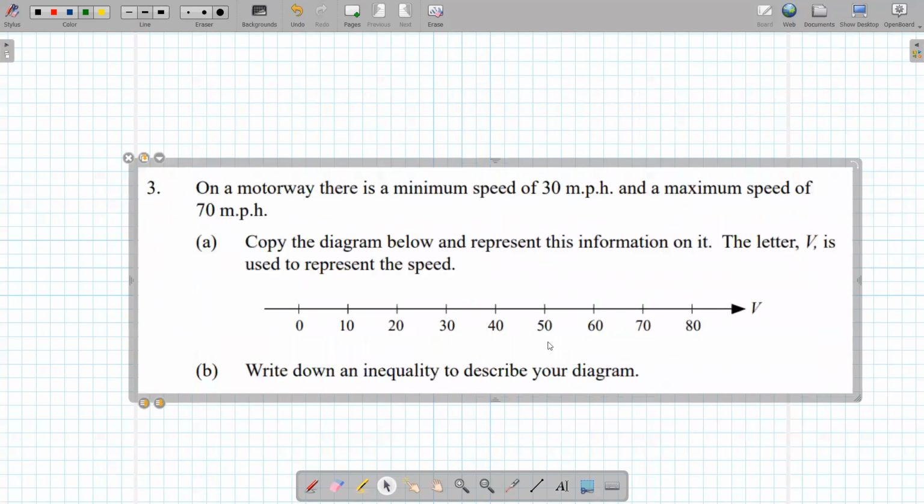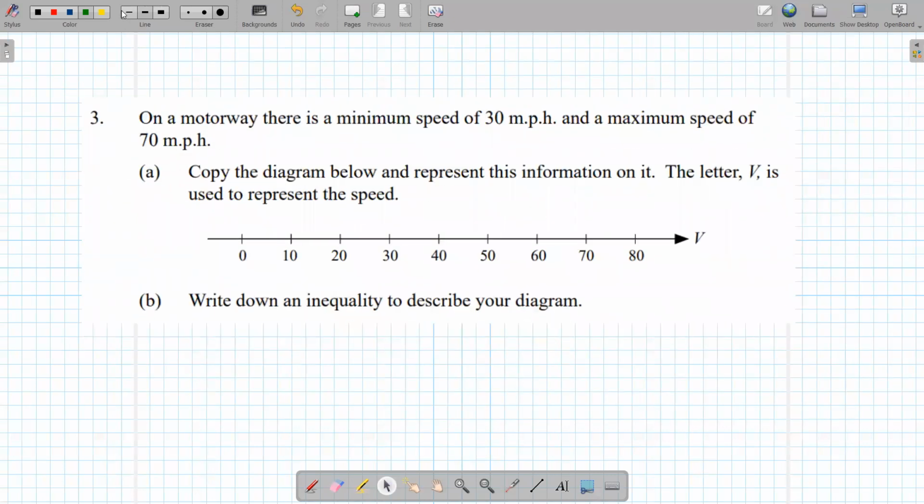But here, I think this one, the word problem, is also pretty simple. All right, it has a minimum speed of 30 and a maximum speed of 70. How do you draw this on a number line? You make a point at 30 and 70. Right, is it inclusive or no? Inclusive. Yeah, because you can go at 30, you can go at 70.